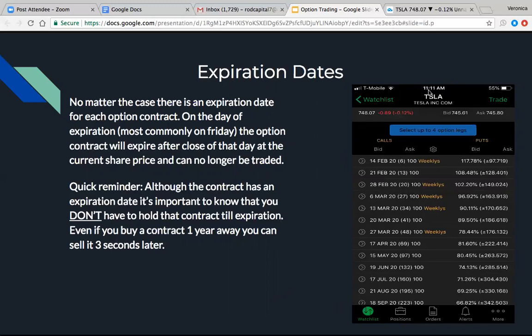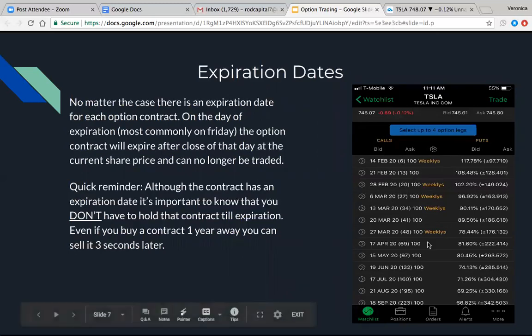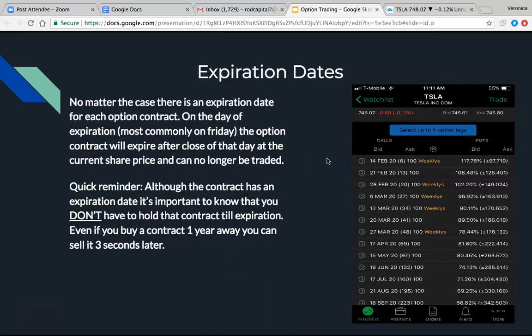Here to the right, I have a picture of what the spreadsheet would look like if you were to go to place a trade, to buy an option contract. You can see here different expiration dates. And of course, each expiration date, the further you go out, the more expensive that contract will be, because essentially you're giving the trade more time to develop. So the closer the expiration, the cheaper the contracts. Keep that in mind.